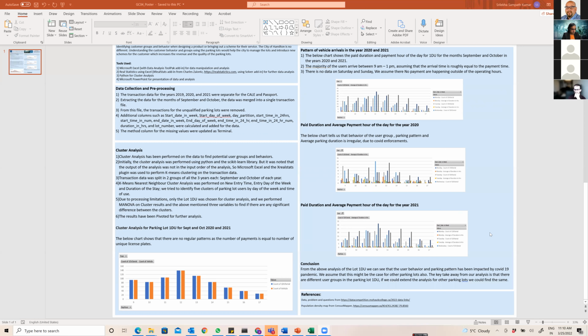After pivoting, we found from the chart that there was no regular usage pattern, because the number of entries for each hour of the day for each day of the week was the same as the number of unique license plates. It means that the number of vehicles entering is equal to the number of payments made for that particular hour of the day. Even across 24 hours, all months, and both years altogether, the number of unique license plates is the same as the number of payments made.